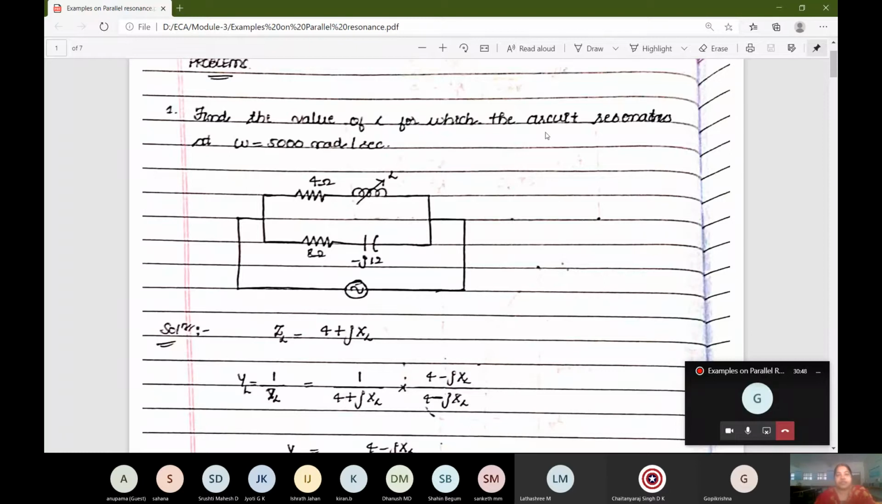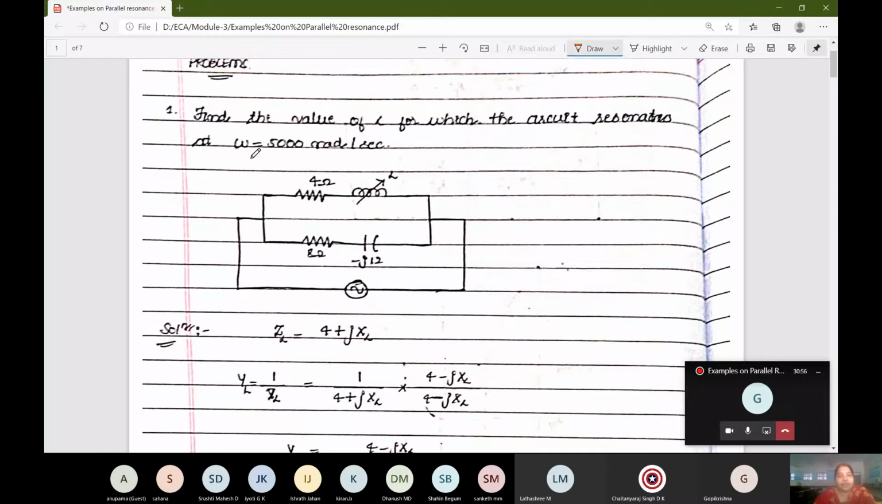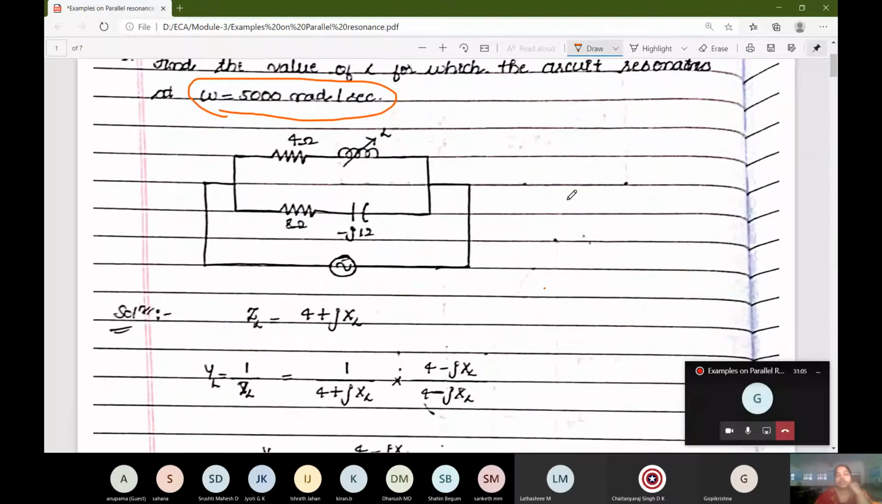Find the value of L for which the circuit resonates at omega equal to 500 radians per second. See here, they have given omega. That is important. They have not given the frequency, they have given omega. You have to find the value of L. Fine. So this is the circuit. Preferably in parallel resonance, they go with the circuit here. They don't give the direct substitution. They put the circuit. So depending on the circuit, you have to solve the problem. Same like derivation. How we did the derivation, the same steps will be followed to solve the problem.